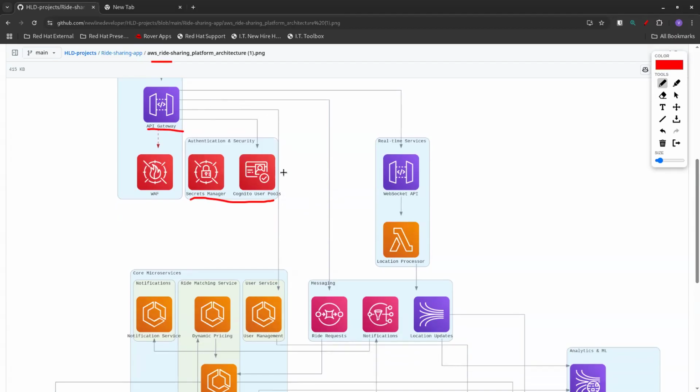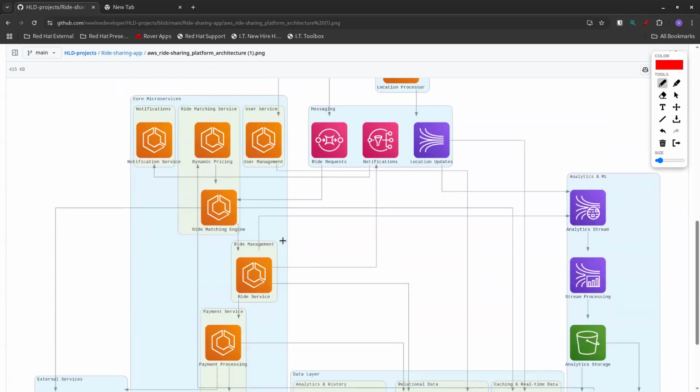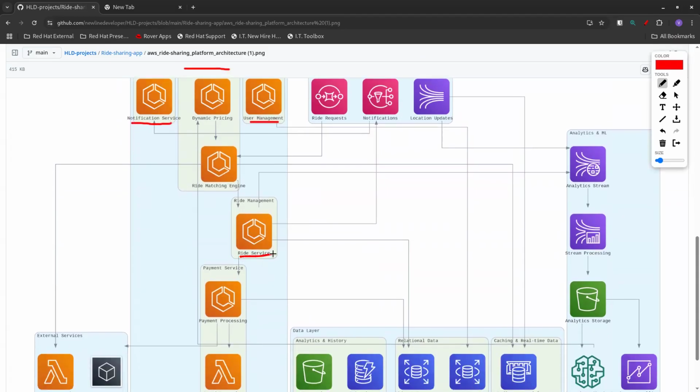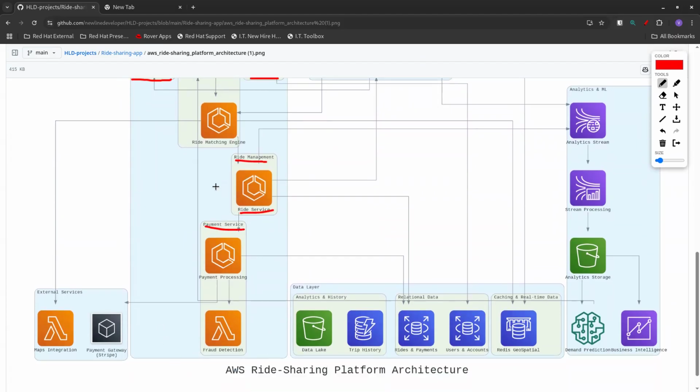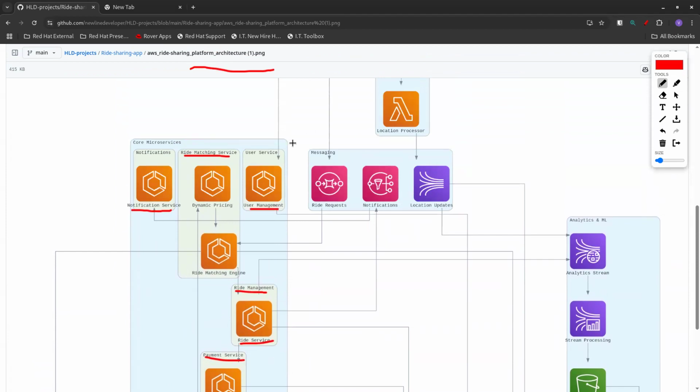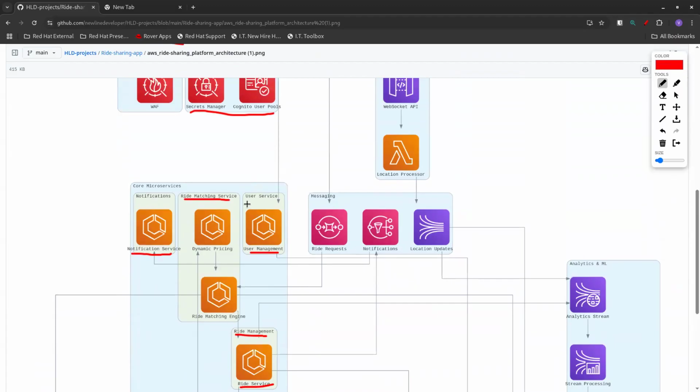Once everything is successful and the request is from a valid user, it will send the request to the core microservices. These include the user service for user management, the ride matching service, the notification service, the ride management service, and the payment service. These are the different categories the request will be redirected to. The user service keeps the details of users, who are riders and drivers. The ride matching service has the dynamic pricing service and the ride matching engine.